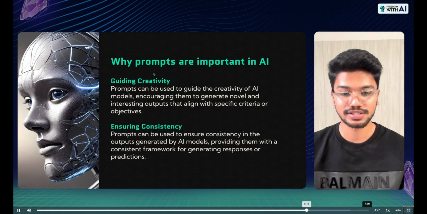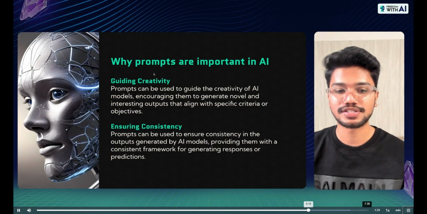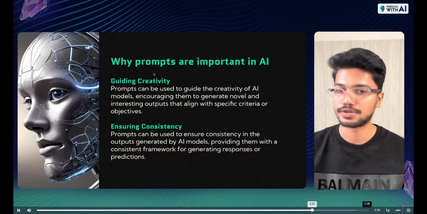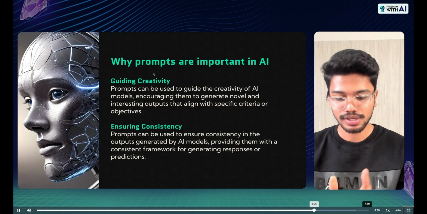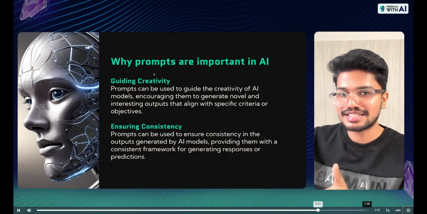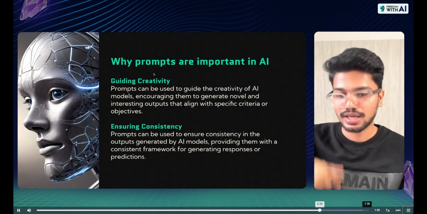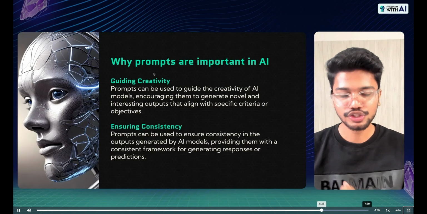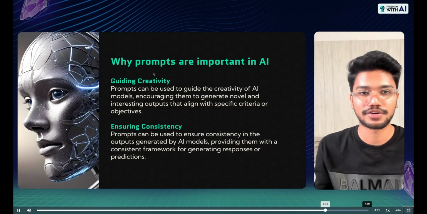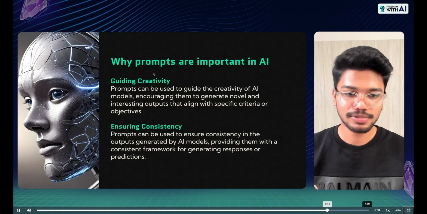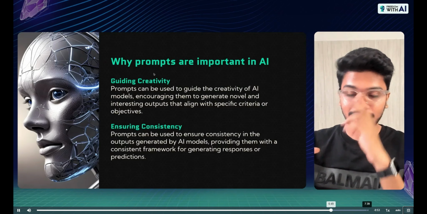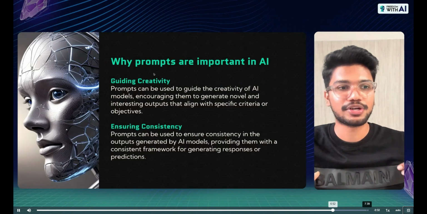And also ensuring consistency. Prompts can be used to ensure consistency in the output generated by AI models, providing them with a consistent framework for generating responses or predictions. Pretty self-explanatory. To make your answers good all the time, or to sound consistent. Say, you will not be talking like one person right now and a different person another time, right? You will be sounding almost consistent for a few months or years together. In a similar way, AI can be any person, talking like any person. Sometimes it might be talking in the shoes of one person, sometimes in the shoes of another.